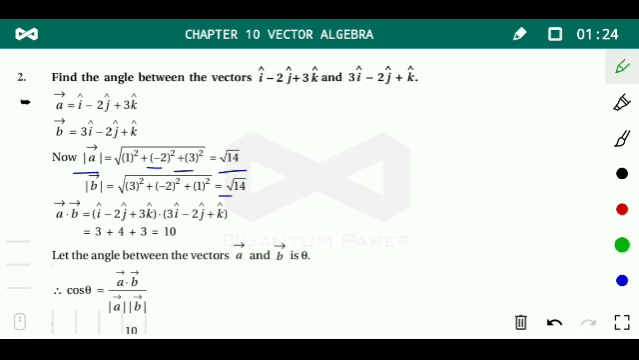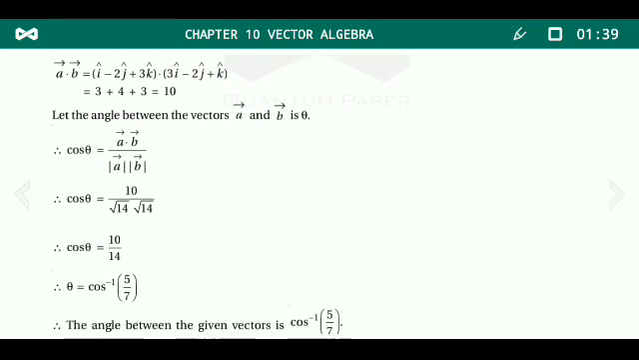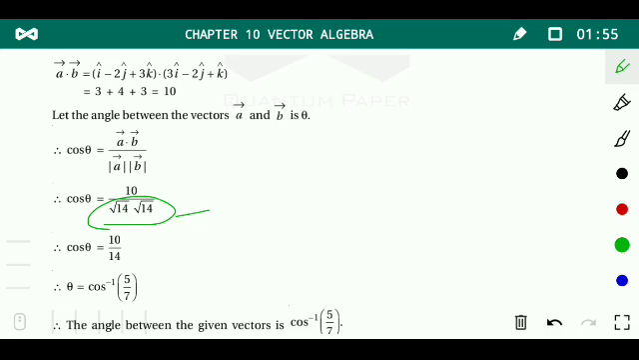Next we find vector A dot vector B. So 1 3s are 3 plus 2 2s are 4 plus 3 1s are 3. So our answer is 4 plus 3, 7, 7 plus 3, 10. Now we use the formula and put in the values of magnitude of vector A and B as well as vector A dot vector B. So it is equal to 10 upon root 14 into root 14. But root 14 into root 14 is 14, so we can write 10 by 14.